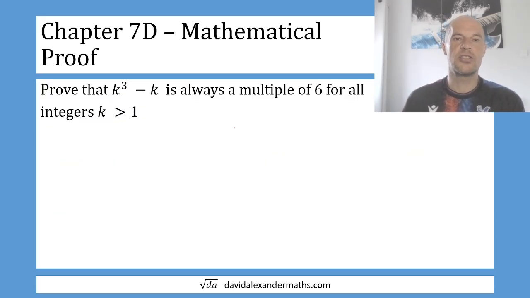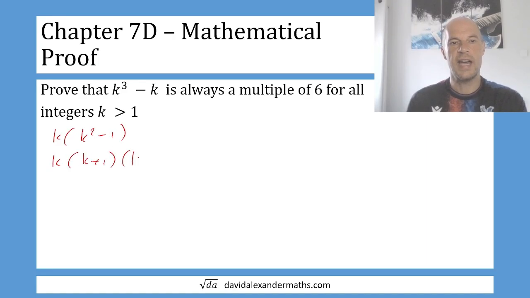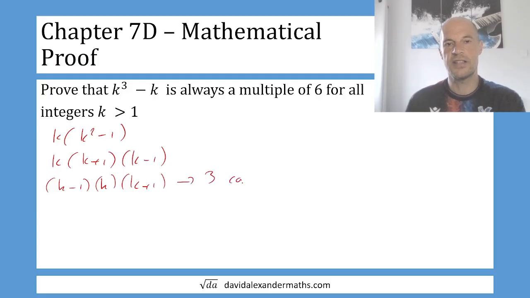Prove that k³ − k is always a multiple of 6 for all integers where k is greater than 1. So similar to the previous question, not exactly the same of course. First of all, I'm going to factorise out the k lots of (k² − 1). Now hopefully you've spotted that this is the difference of two squares, so that can be factorised to (k + 1)(k − 1). So if k is an integer, k + 1 is 1 more than that integer, and k − 1 is 1 less than that integer. Putting them in order, you don't have to do this of course, I've got k − 1, I've got k, and k + 1. So 1 less than k, k itself, and 1 more than k, so 3 consecutive integers.